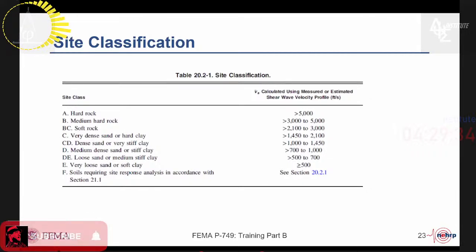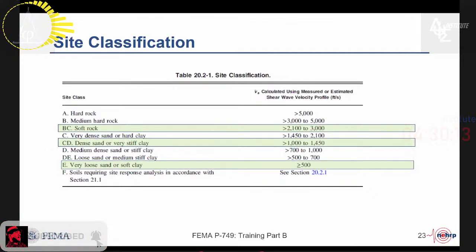A difference in ASCE 7-22 is that we no longer permit classification of sites based on qualitative descriptions of the types of soil that are present, nor do we permit it to be determined based on average penetration blow resistance or N counts. Instead, we require that you have an estimate of the shear wave velocity of the site in the top 30 meters, given in feet per second. So that is one important difference in ASCE 7-22, is you now have to have the shear wave velocity profile in order to determine the site class.